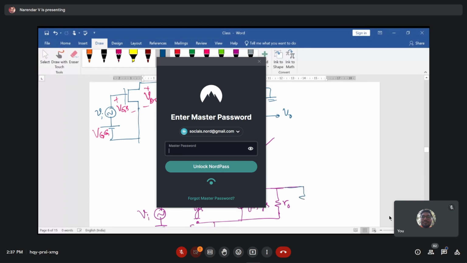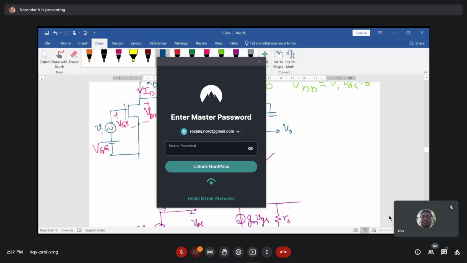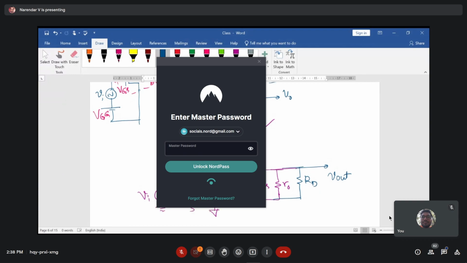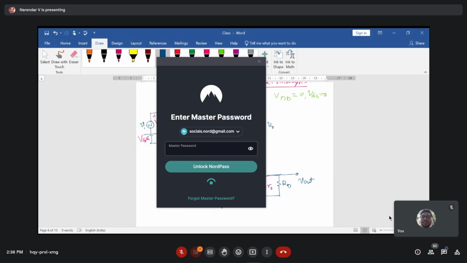So you just write the RD here, because this RD is connected from the drain terminal to the ground, right? So it is connected to AC ground. So drain to AC ground. This is our DC drain terminal, and from there you have to connect RD to AC ground. And this is a point where you can call it Vout, right?